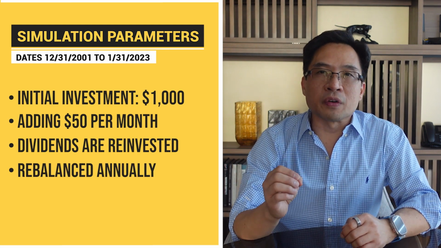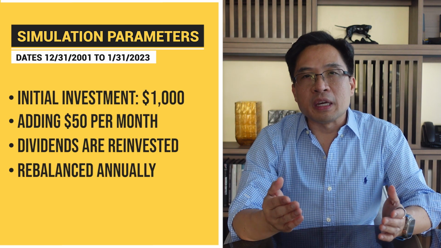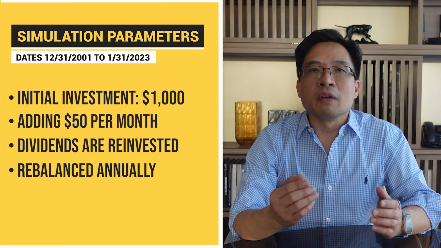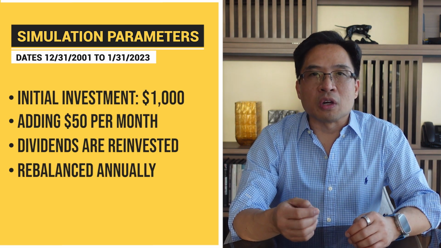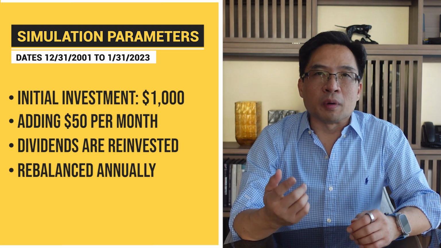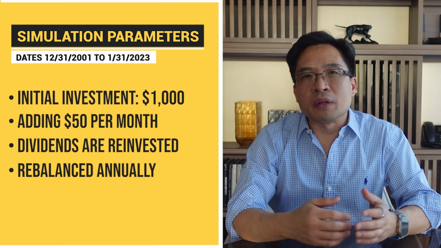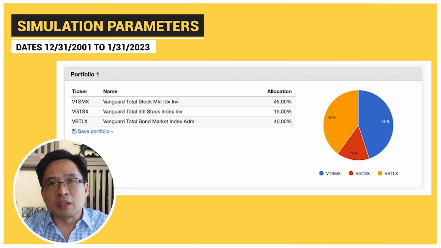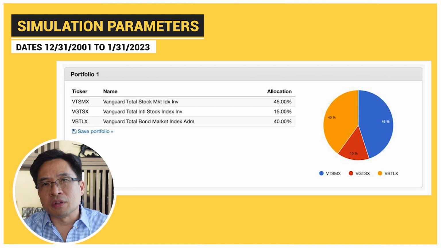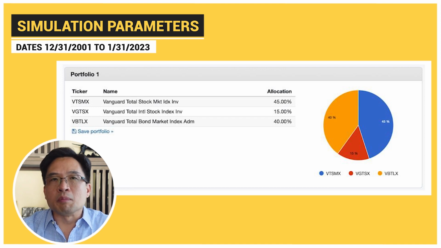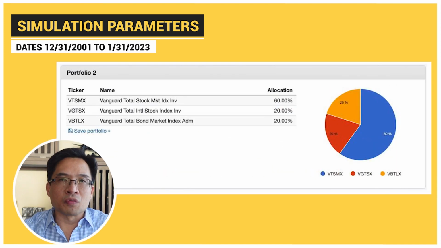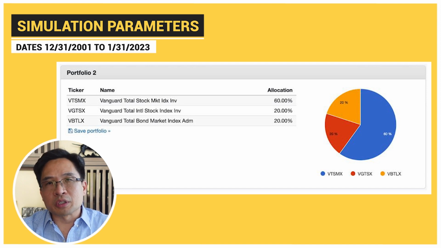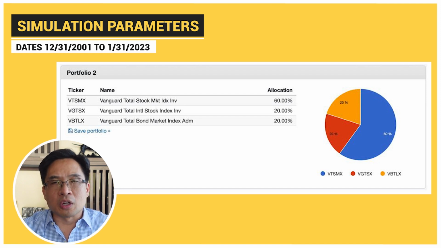We will use the Vanguard funds, which I suggested earlier, VTSMX for US stocks, VGTSX for international stocks, and VVTLX for bonds. Here are the 3 fund allocations. Portfolio number 1, 45% in US stocks, 15% in international stocks, and 40% in bonds, a classical 60-40. Portfolio number 2, 60% US stocks, 20% international stocks, and 20% bonds. It's an 80-20 stocks versus bonds.